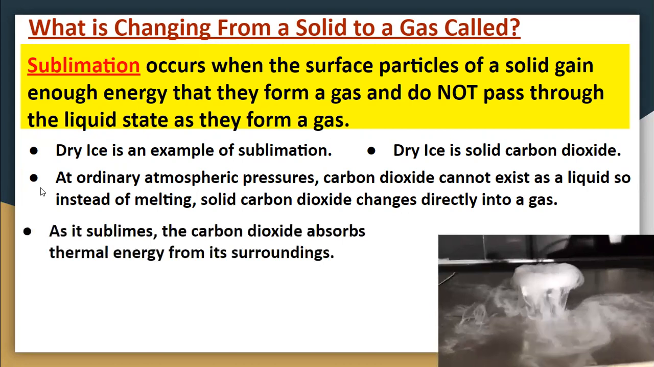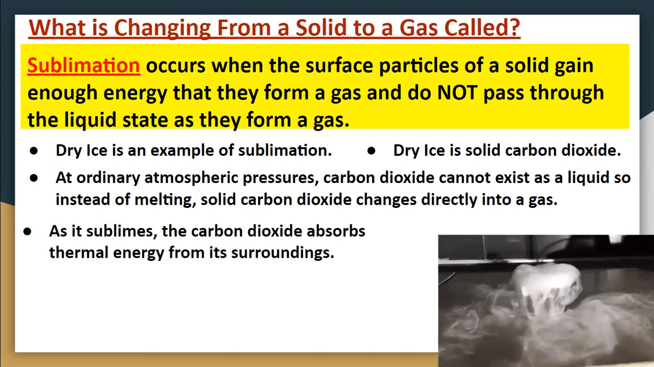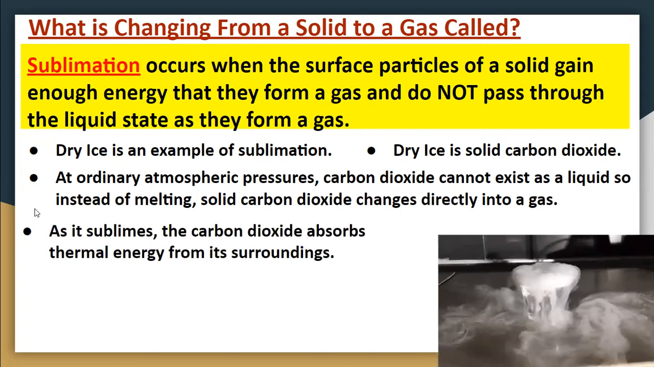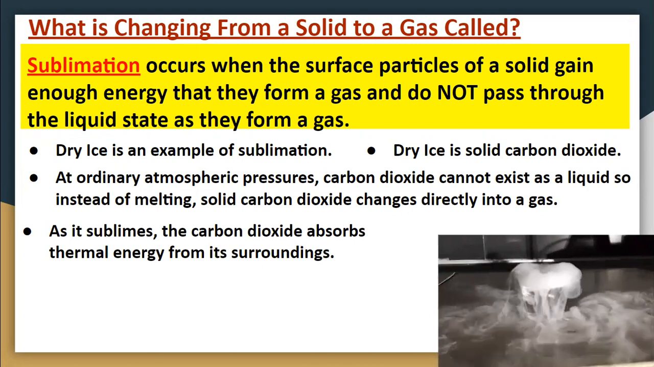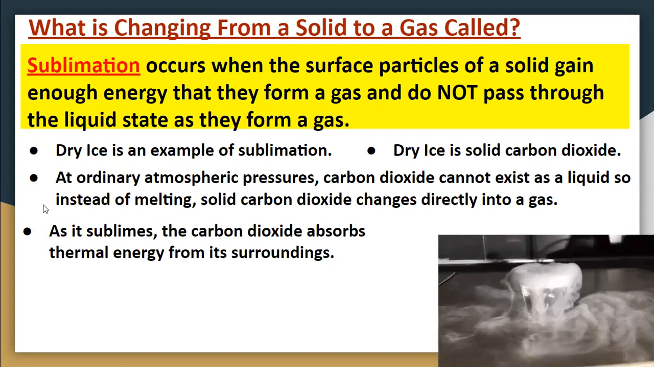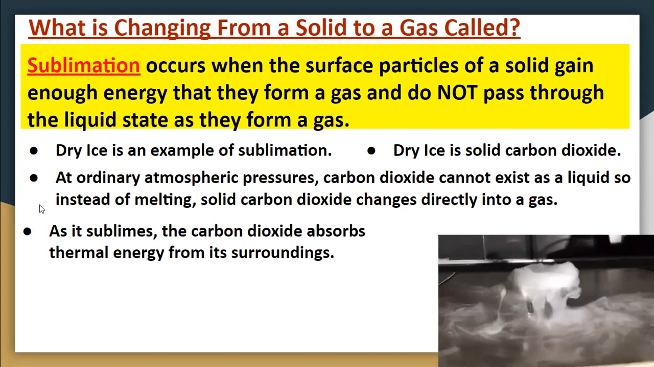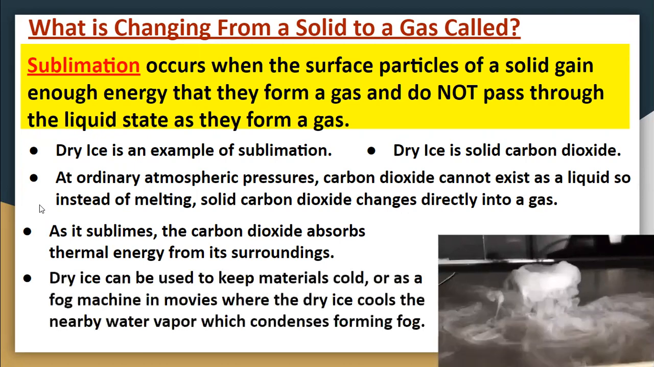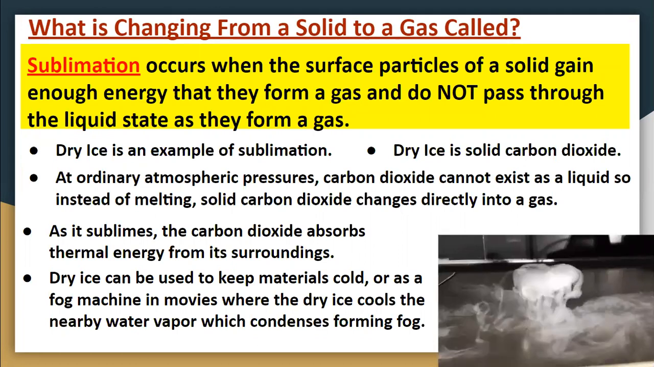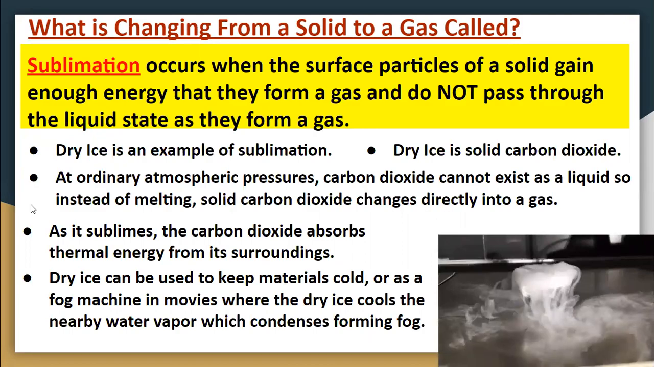As it sublimes, the carbon dioxide absorbs thermal energy from its surroundings, much like an ice cube absorbs thermal energy from its surroundings. Ice cubes, however, melt. They turn to liquid first. Carbon dioxide will turn to a gas. Dry ice can be used to keep materials cold or as a fog machine in movies, where the dry ice cools the nearby water vapor, which condenses, forming fog.